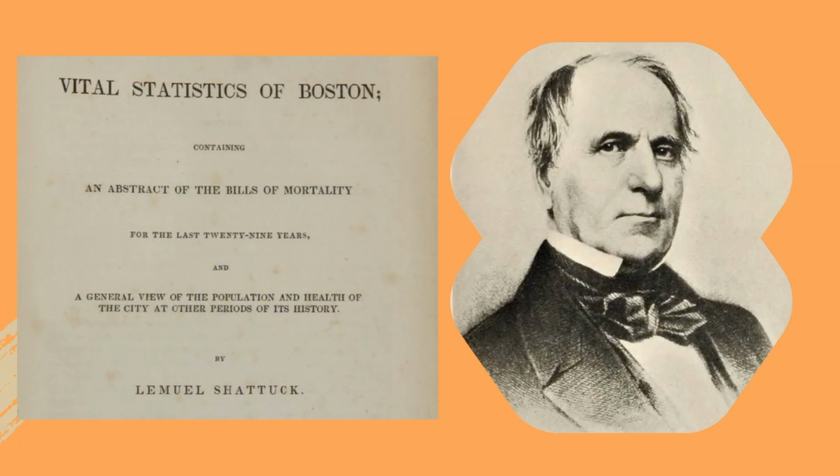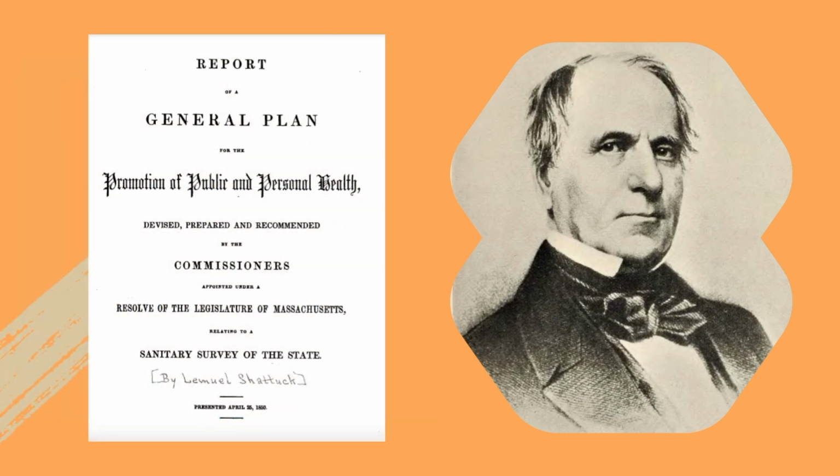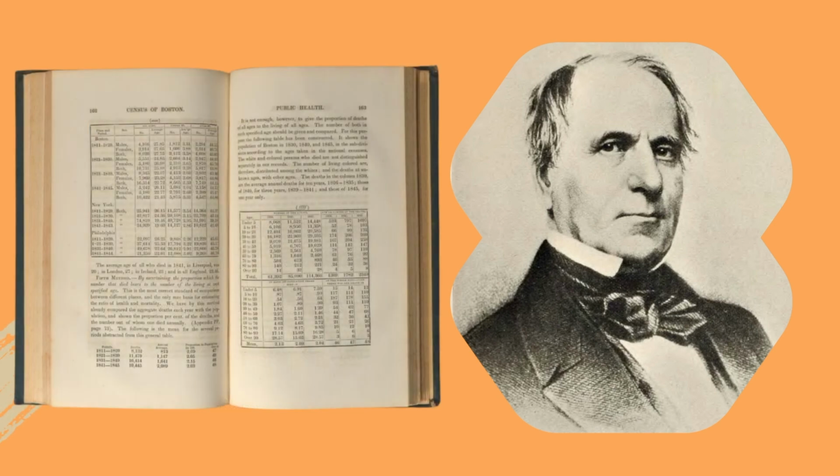After authoring an analysis of the Bill of Mortality for the city of Boston in 1841, and then presenting a report that emphasized the importance of collecting vital statistics in 1842, Shattuck then designed the 1845 census of Boston, expanding the scope of information that was being collected at the time. Shattuck's efforts did not go unseen and would lead to his recruitment to the team that was developing the 1850 United States Federal Census, the first one that would include the mortality schedule.